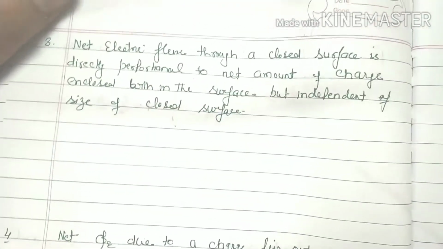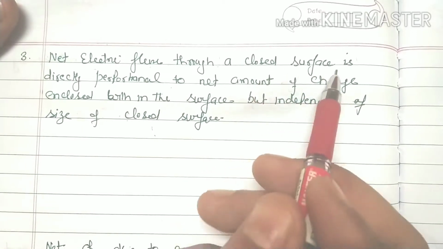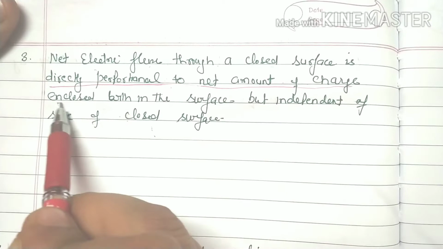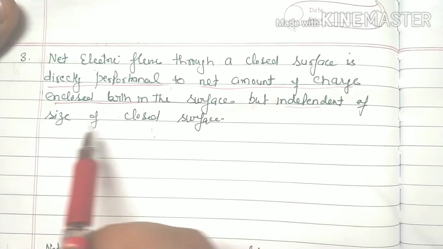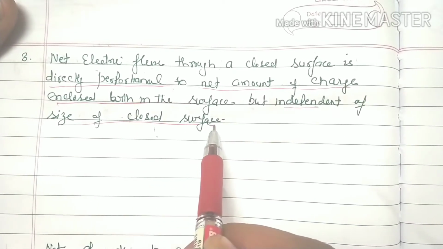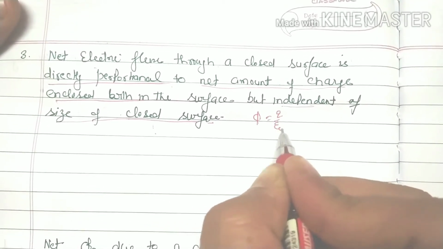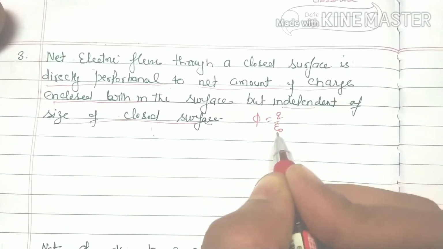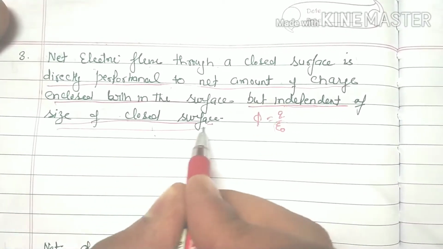Now come to the third. Net electric flux through a closed surface is directly proportional to the net amount of charge enclosed within the surface, but independent of the size of the closed surface. The net electric flux depends on, you know, phi is equal to Q upon epsilon naught, very clear from this expression. This electric flux depends upon the magnitude of the charge, epsilon naught is a constant value, but it is independent of the size of the closed surface.